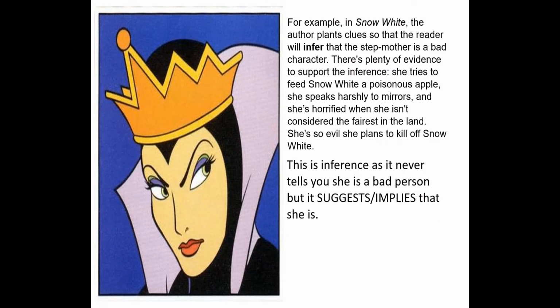So let's take an example, a fairly well-known example. In Snow White, the author plants clues that the reader will infer that the stepmother is a bad character. So as we watch the film Snow White, there's lots of hints that the stepmom is really quite a nasty little so-and-so. There's plenty of evidence to support the inference. She tries to feed Snow White a poisonous apple. She speaks harshly to mirrors, and she's horrified when she isn't considered the fairest in the land. She's so evil she plans to kill off Snow White.